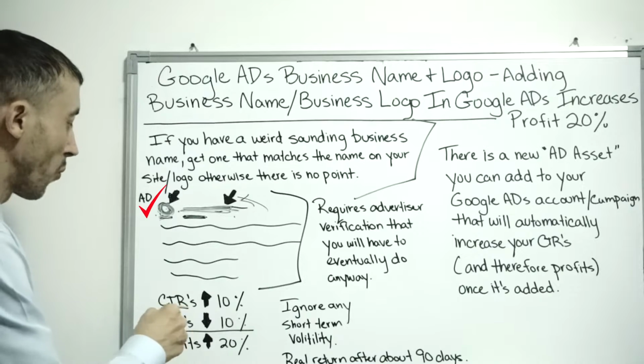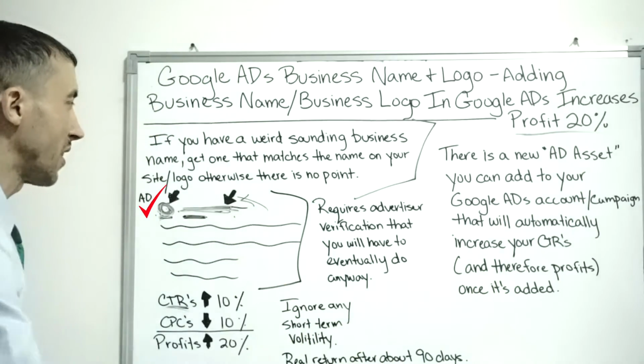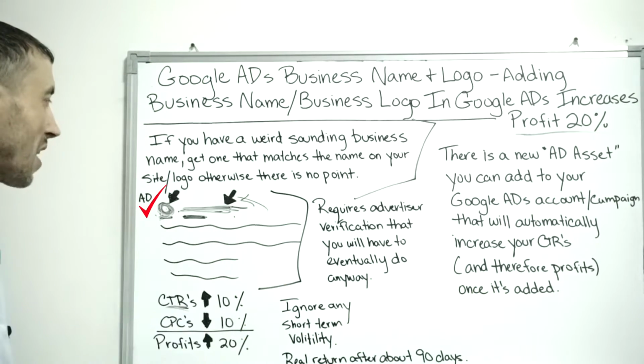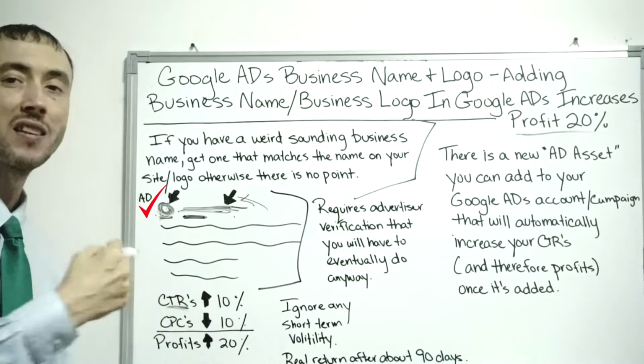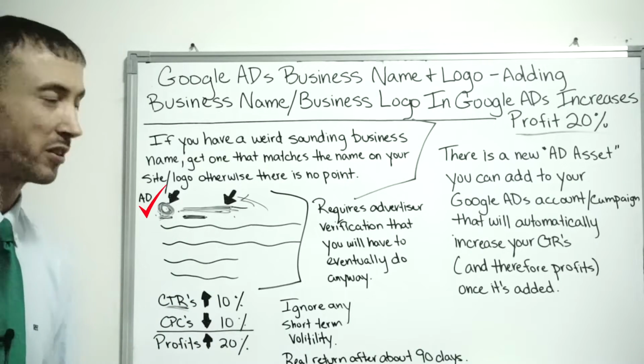Part of where you're getting an increase in profit, to get an additional 20% in profit, once this is executed on both logo and business name, you're going to get about a 10% increase in click-through rate on your ad right away, or nearly right away, I'll say.